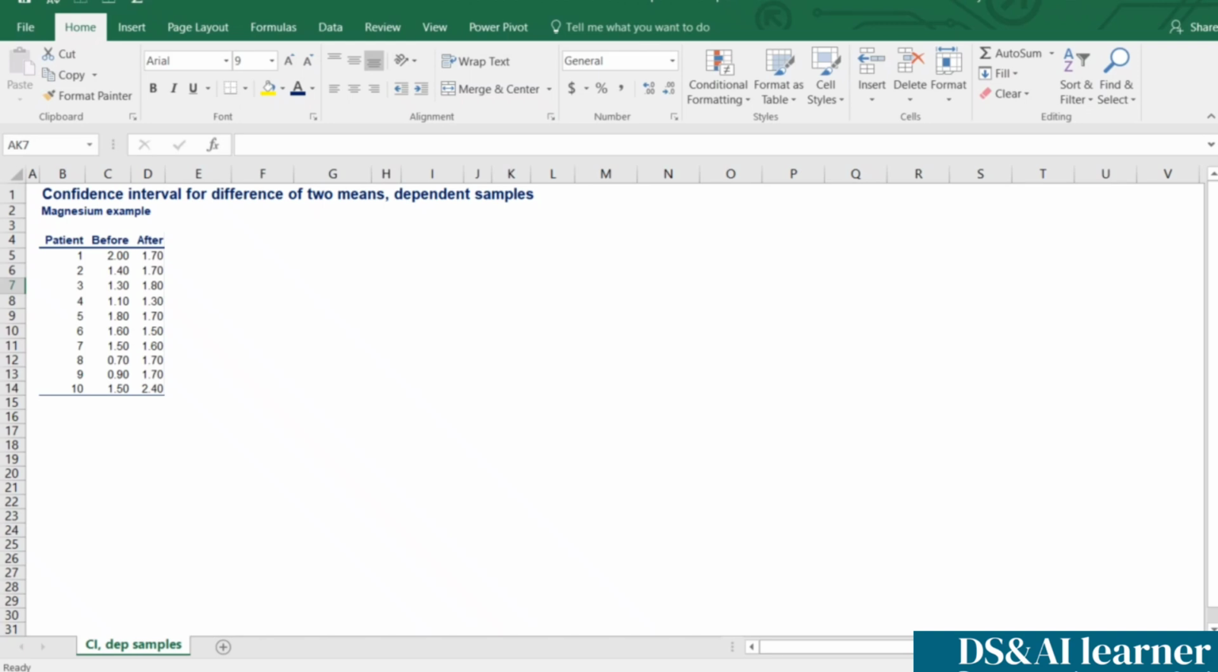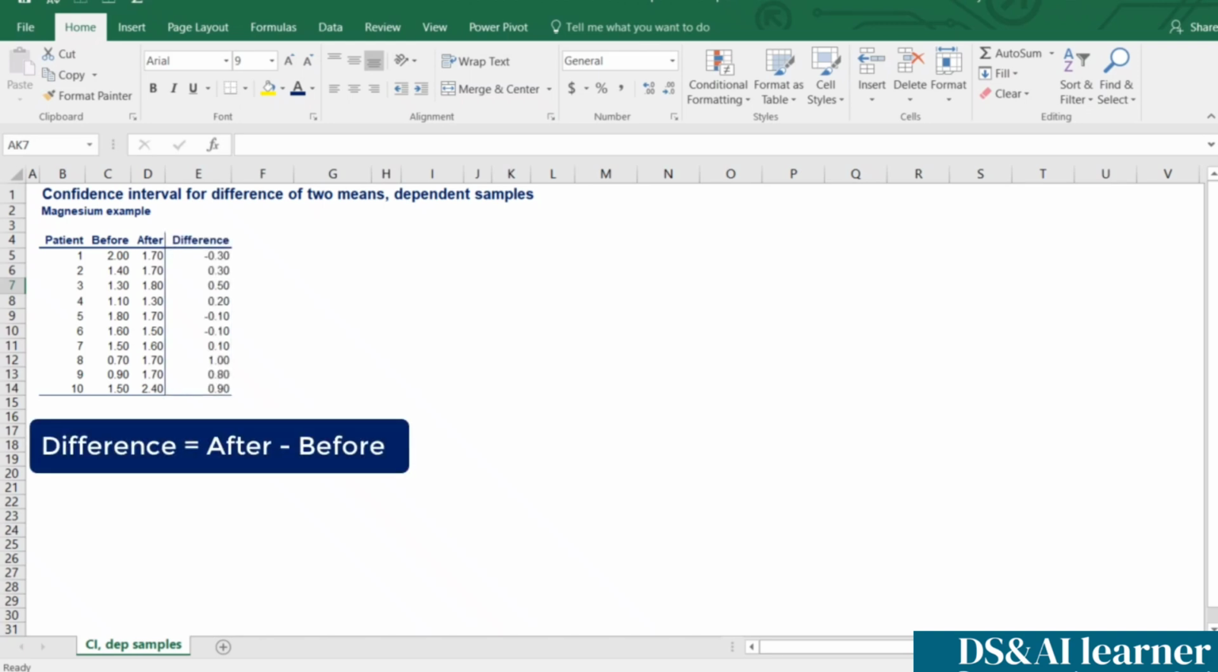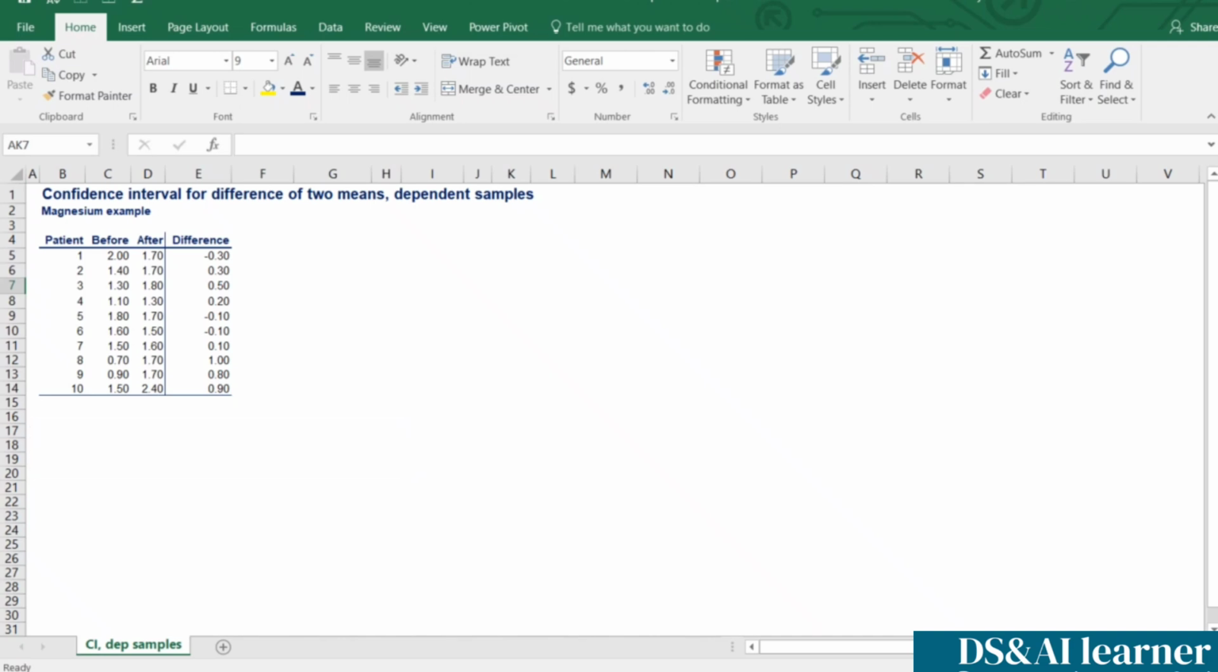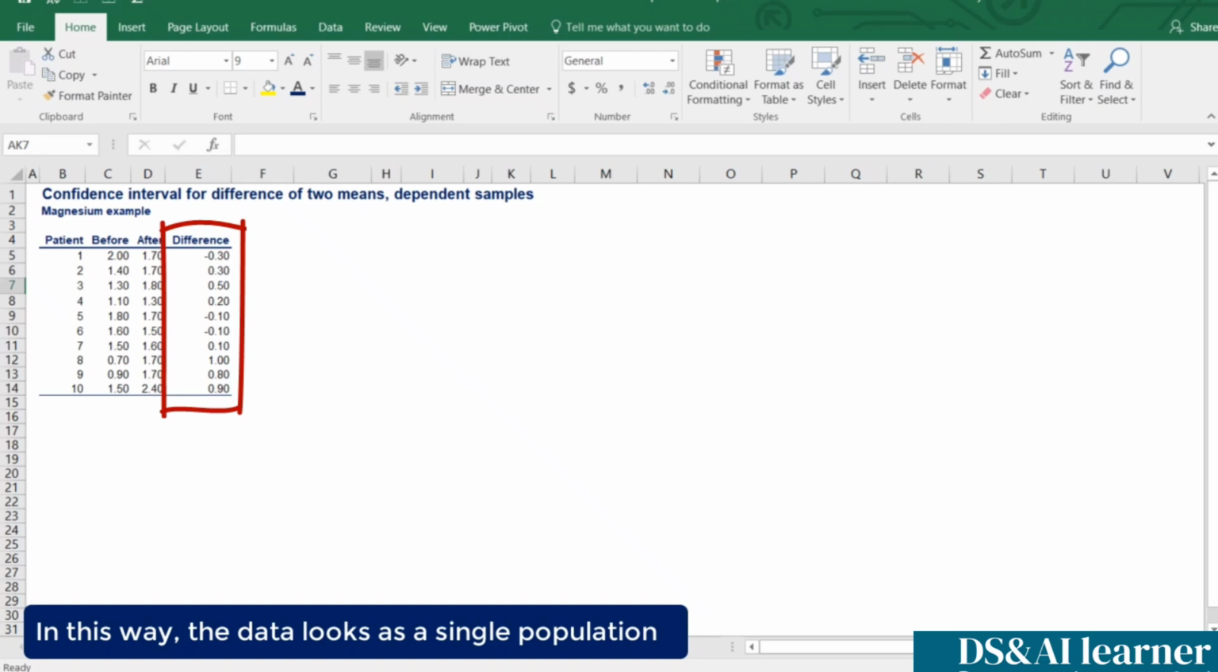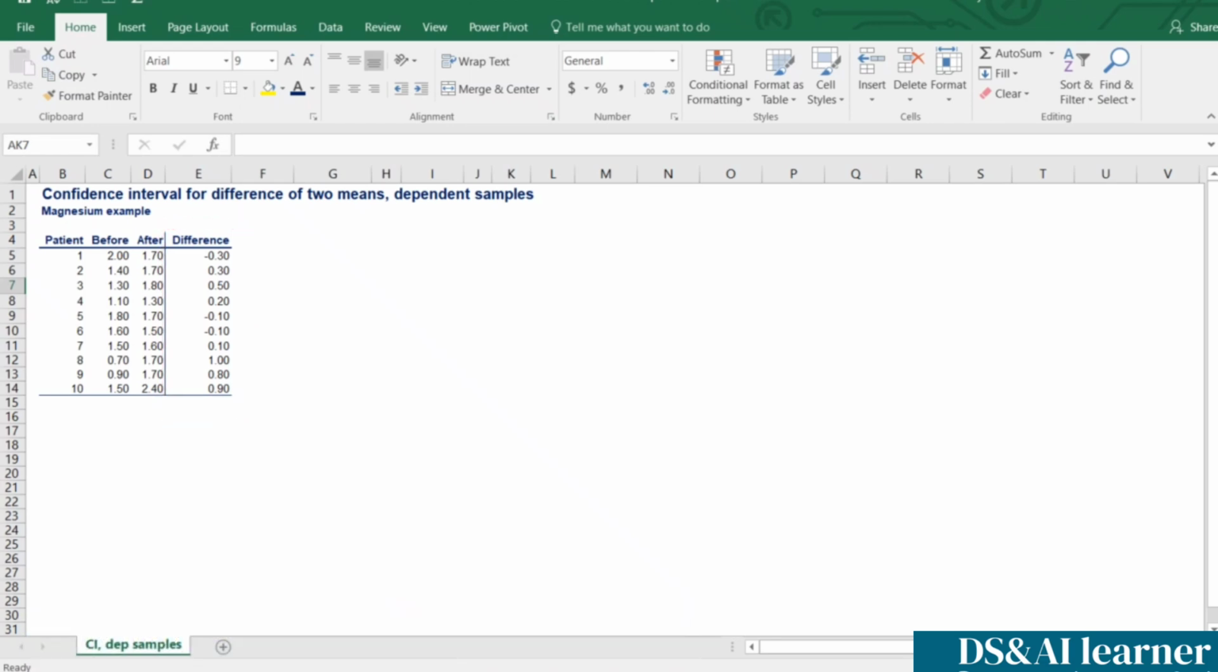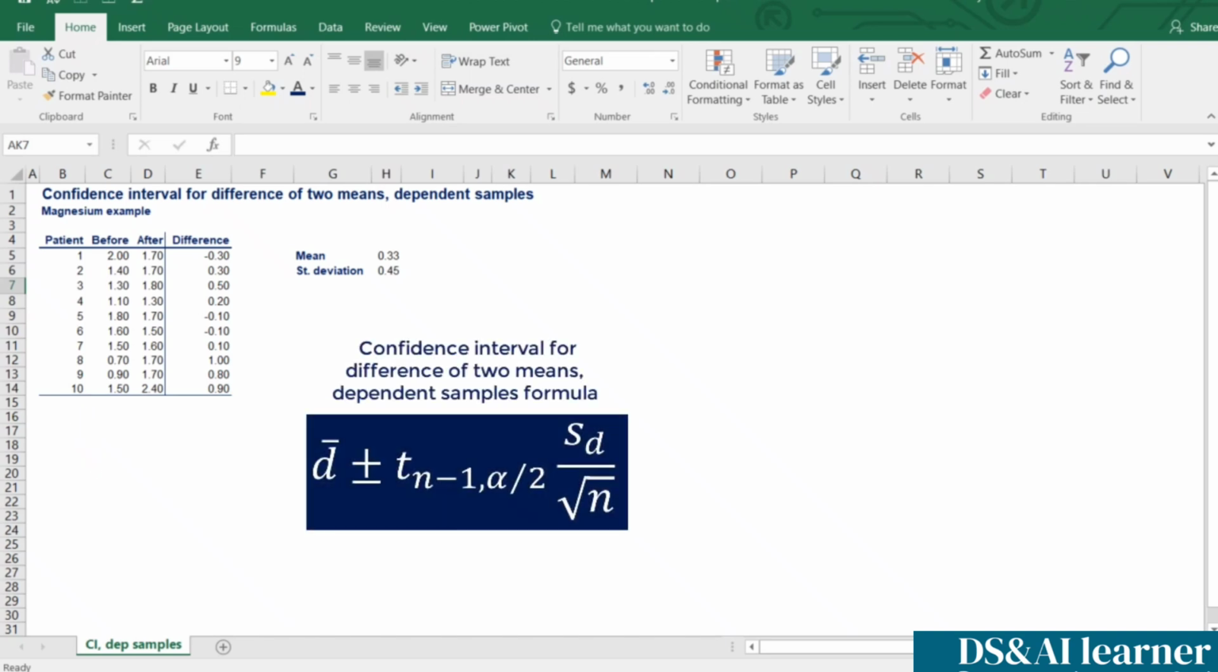We've also added a cell that calculates the difference in levels before and after taking the pill. Instead of dealing with two variables, we now have only one. In this way, the data looks as a single population, doesn't it? Let's calculate the mean and the standard deviation of the differences. The mean is 0.33 and the standard deviation is 0.45. Moreover, we know that the sample size is 10. The formula that would allow us to calculate a confidence interval is the following.